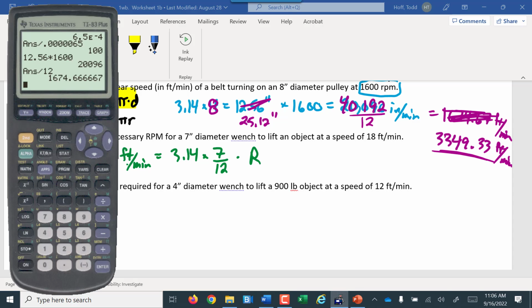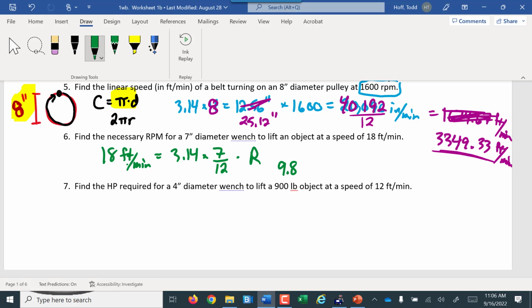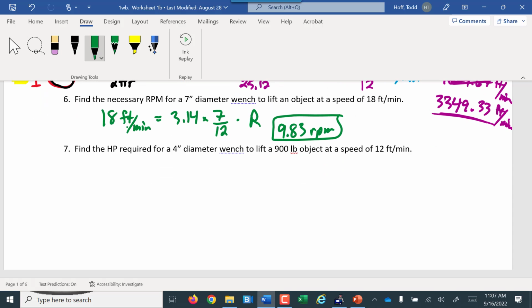So again, we're solving for R. So we start with the 18 feet per minute. To get R by itself, we have to divide by 3.14. And then we have to divide by the 7/12. I have to put the 7/12 in parentheses because I don't have fraction function on this calculator. Gives me 9.83 RPM. So that's not turning very fast. Most winches turn at like 50 to 150 RPM.